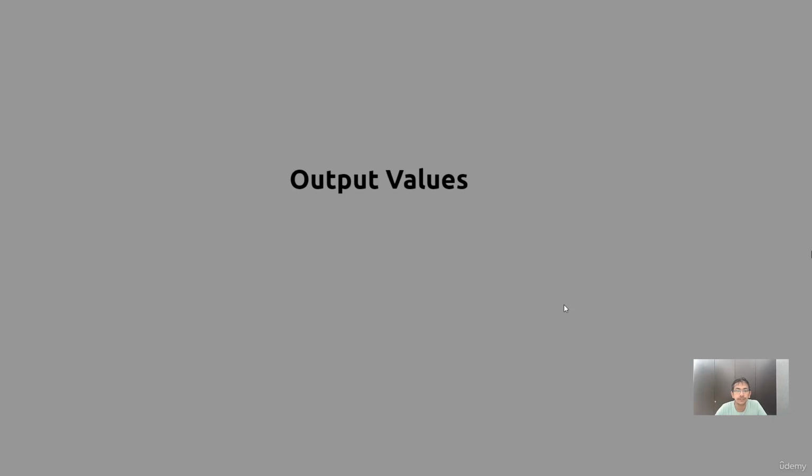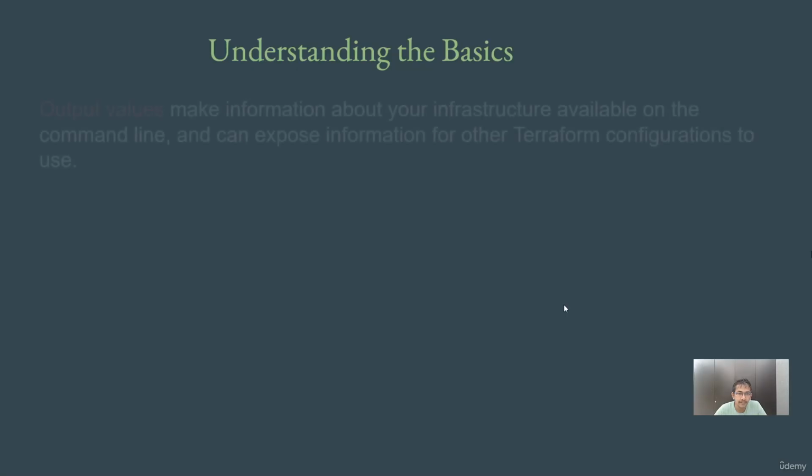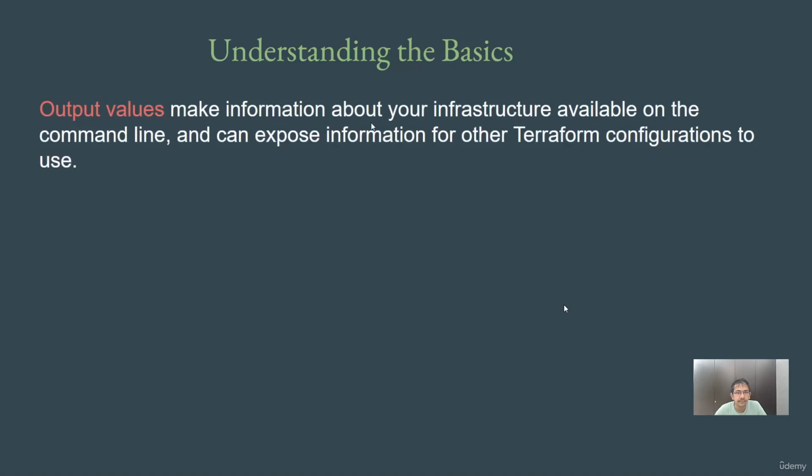Now in today's video we are going to discuss output values. So at a very high level overview, output values make information about your infrastructure available on the command line so that it can be exposed to other set of Terraform configurations as well. Now again, this part is a little confusing.